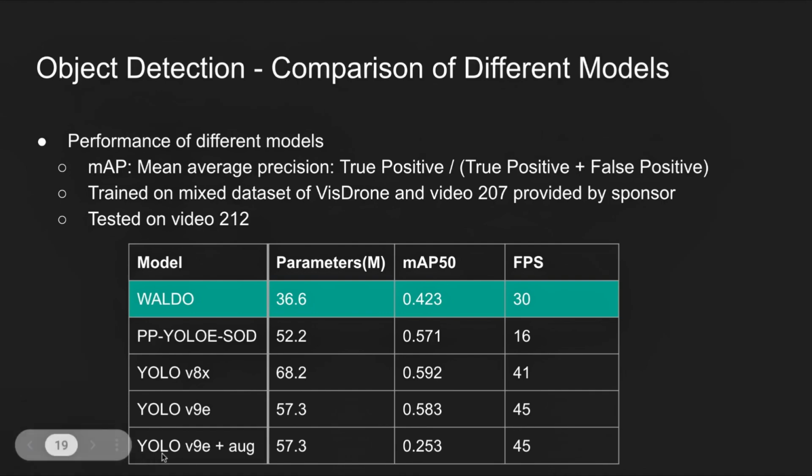Here we have the YOLO V9E with the augmented dataset. It's about the same size as the YOLO V9E, but the mean average precision is way lower than that. I guess it's because we didn't do the data augmentation on the tested datasets, so that's what makes the mean average precision way lower.